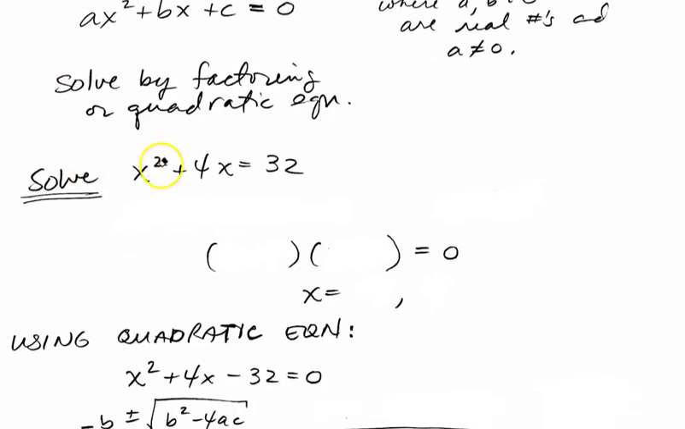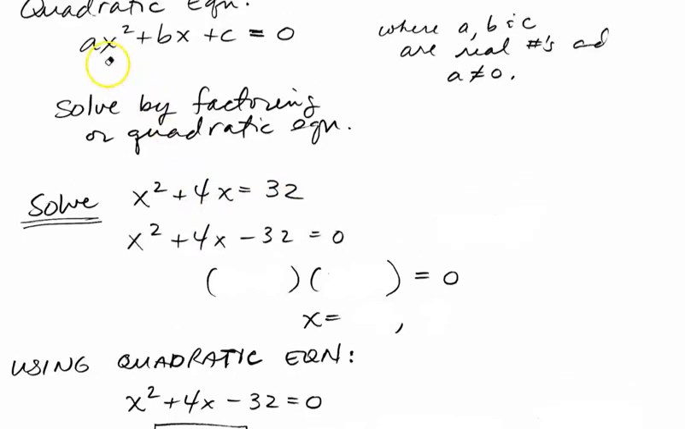So let's take a look at an example here. x squared plus 4x is equal to 32. And you're asked to solve for x. That's what solve would be. And so to get in the form of ax squared plus bx plus c equals 0, that would be standard form. So I'm going to bring the 32 to the other side. So you got minus 32.